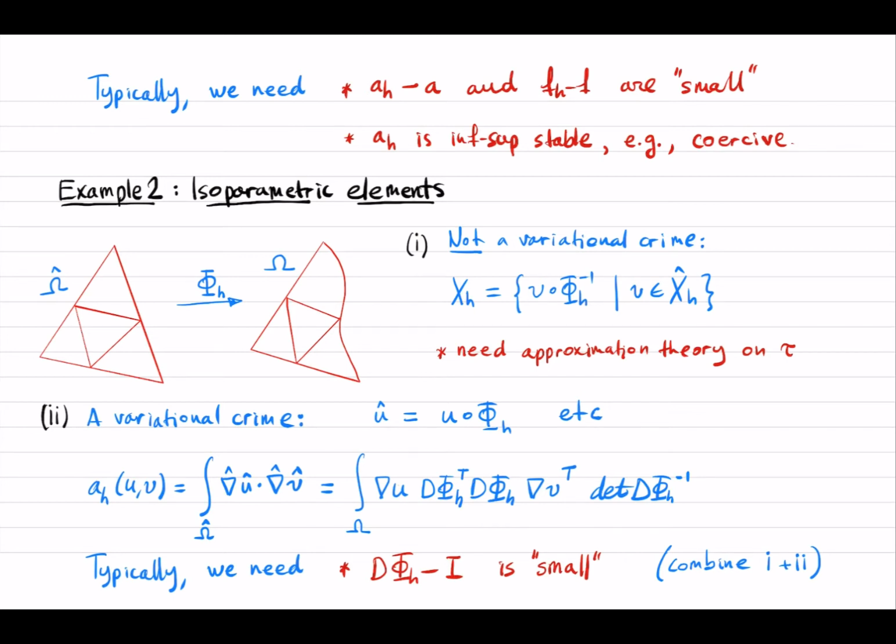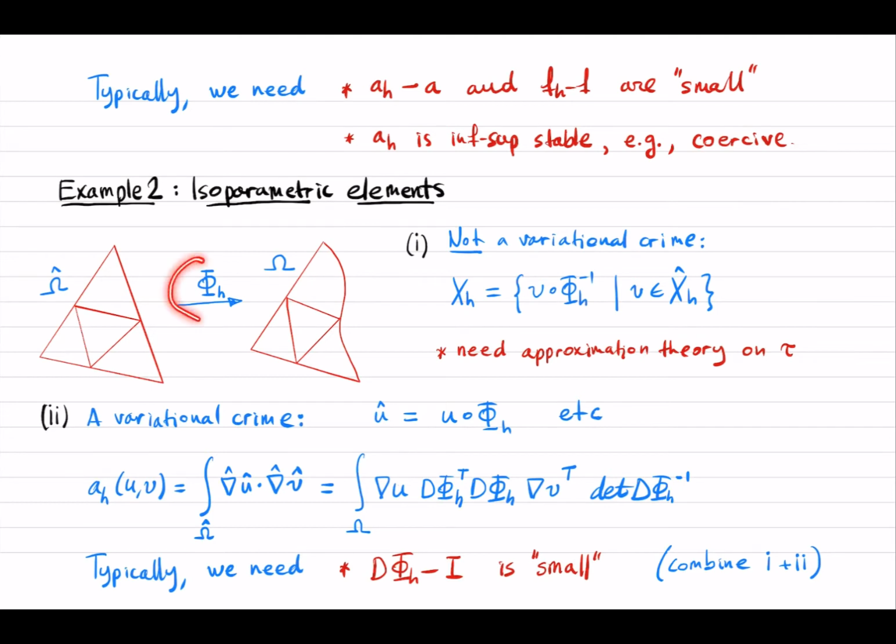The next example is isoparametric elements. In practice, we need to handle domains with curved boundaries or even PDEs defined on curved surfaces. One way to handle such situations would be to have straight triangles here in the computational domain, and then we map those straight triangles into curved triangles by some mapping phi_h, and this phi_h is going to be piecewise smooth, so it will be smooth in each triangle.